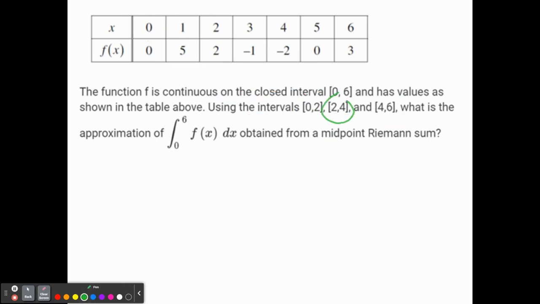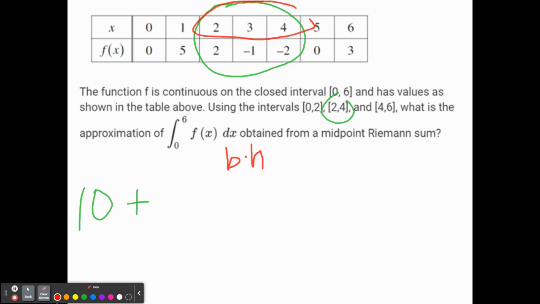Now we're looking at the interval 2 to 4, circling that in my table. We know that that first one was 10, and we've got to find this next one. So we're working with base times height. You always find your base by the distance between your x values. It looks like our distance is still 2, so our base is still 2. And the height comes from the midpoint, since this is a midpoint Riemann sum. So the midpoint is 3, and f of 3 is -1, so that means my height is going to be -1.